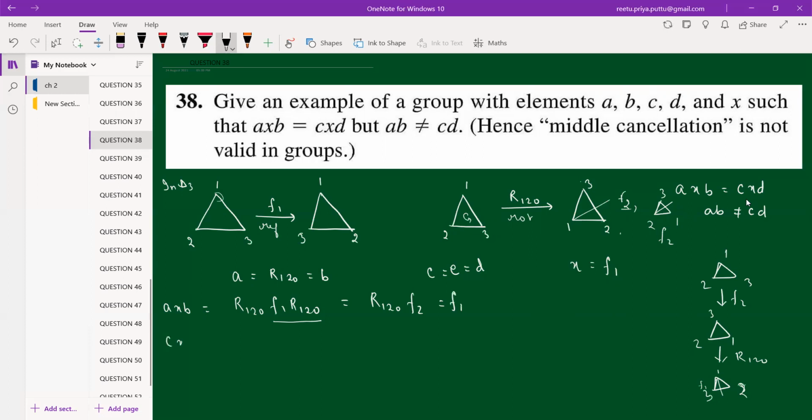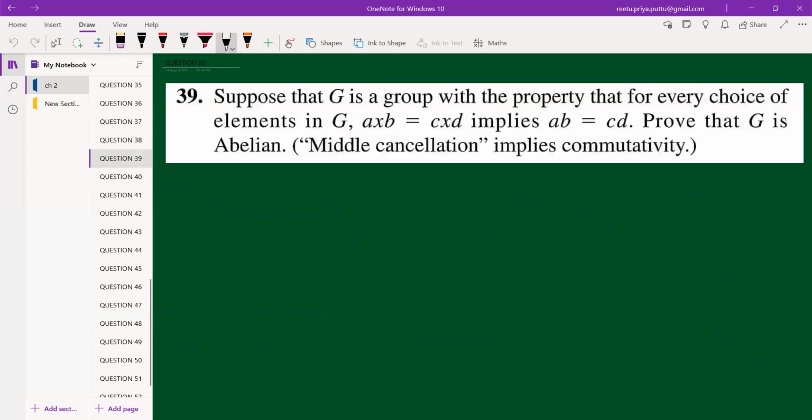And now when you do CXD, you have E F1 E, which equals F1. So from here, you can clearly say that AXB equals CXD. Now we have to compare AB and CD. So what is AB? It's R120 and R120, which is basically R240. And if you do CD, you have E times E, which equals identity, or you can say R0. And this is not equal. So we have been able to find an example in D3 like this. You can even find it in D4 or any other group.